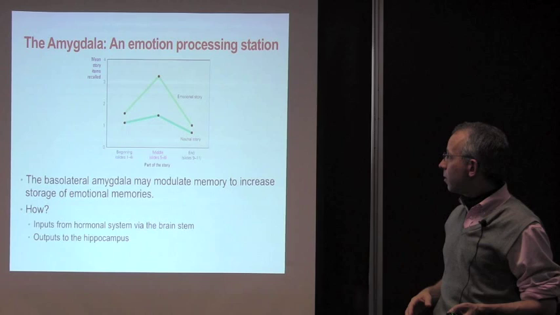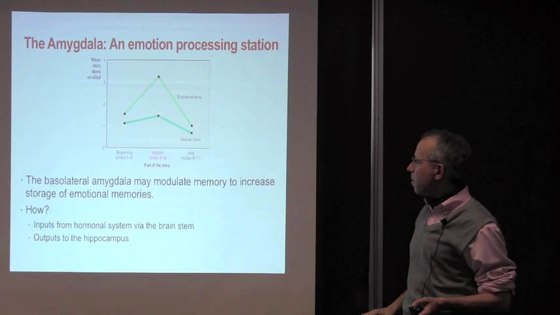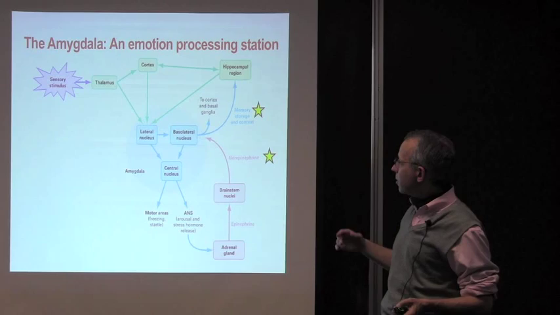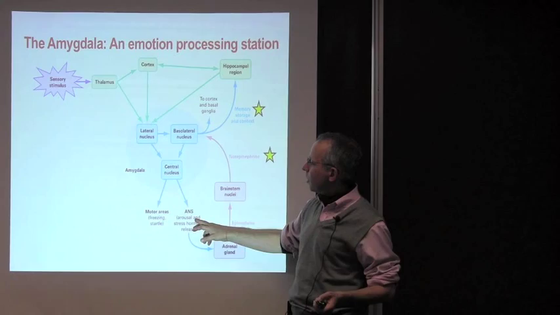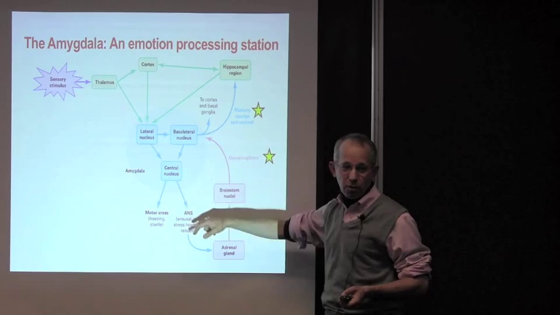The basolateral amygdala is the third thing. It modulates memory to increase the storage of emotional memories. The way this is believed to take place is by inputs from the hormonal system and outputs to the hippocampus. Here's the circuit again. The central nucleus is how we can activate the output pathways. The lateral nucleus is the input, the processing of the stimuli. And the basolateral is what mediates a lot of the memory storage and modulation.